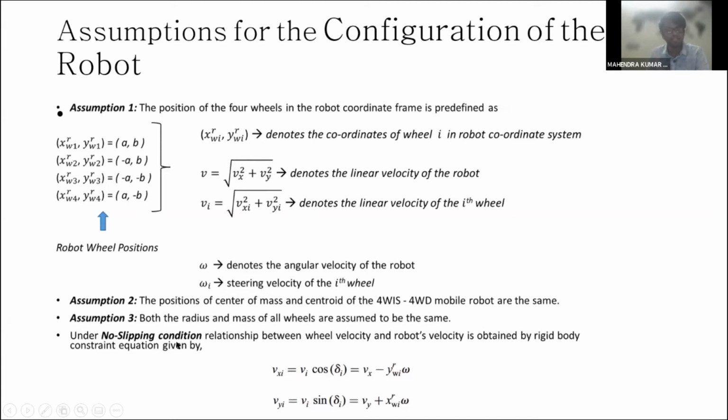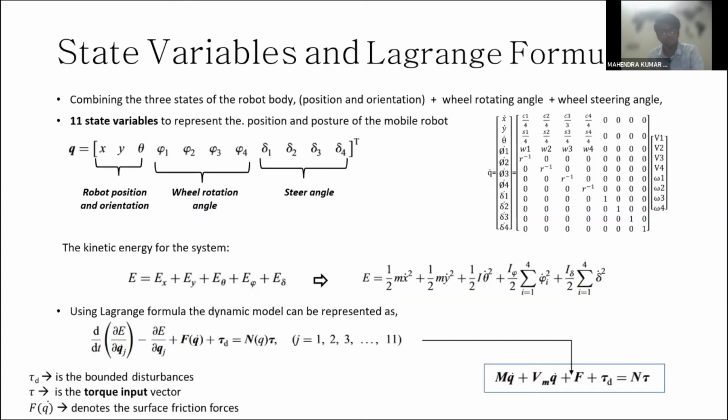Under the no-slipping condition, the relationship between wheel velocity and robot velocity is obtained by the rigid body constraint equation. It says the velocity of each individual wheel in the x direction can be represented by the velocity of the robot Vx minus omega times yi. Similarly, the velocity of each individual wheel in the y direction can be represented by this equation. So these are the basic state variables and Lagrange formulation for our robot. In total, there are 11 state variables.